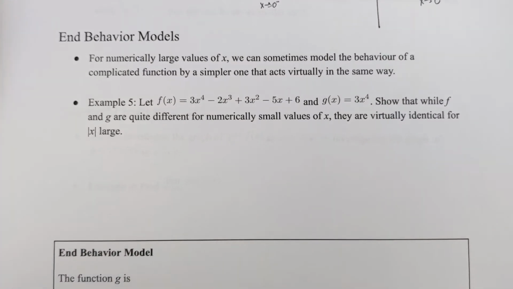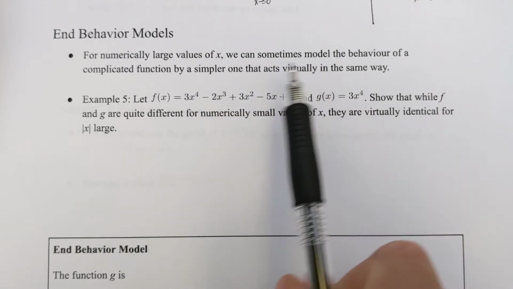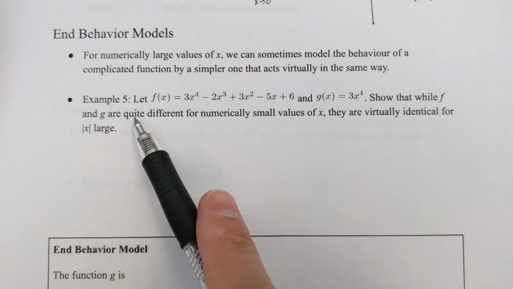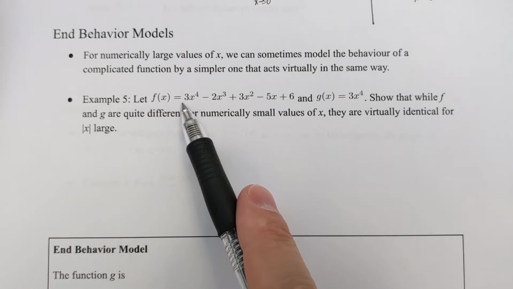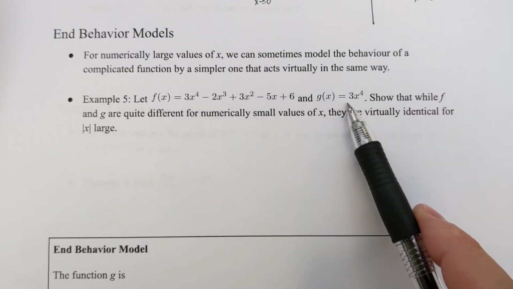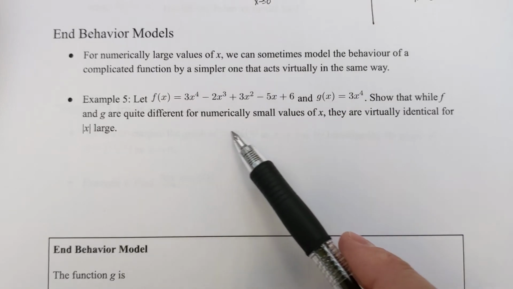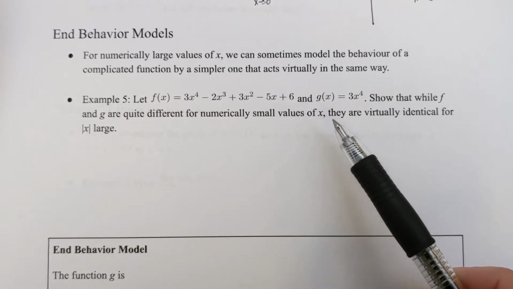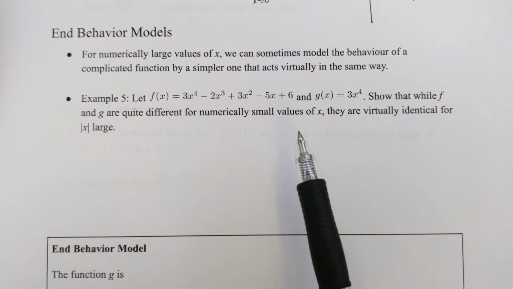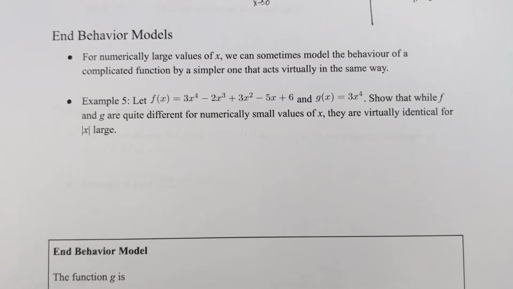Okay, end behavior models. For large values of x, we can sometimes model the behavior of a complicated function by a simpler one that acts in the same way. So this says let f of x equal 3x to the fourth minus 2x cubed plus 3x squared minus 5x plus 6, and g of x is 3x to the fourth. Show that while f and g are quite different for small values of x, they're virtually identical for x large. Now this is absolute value, which means that either off the left or right, you're getting the same thing.